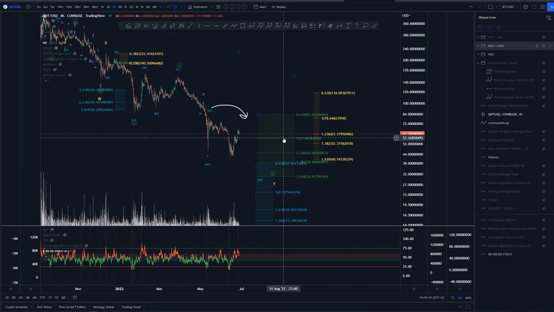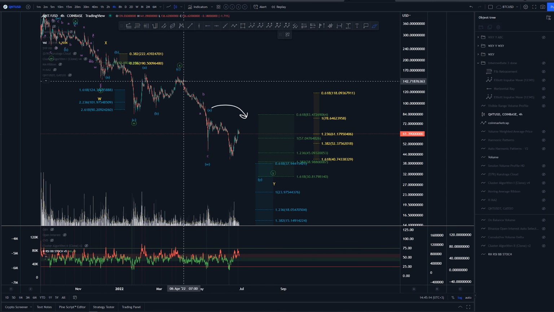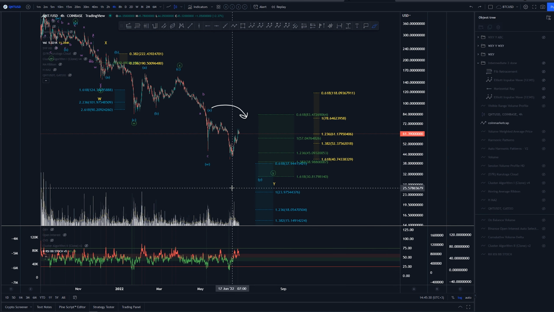Now, wave Y has already extended beyond the 1-to-1 extension of this W wave here, and it looks like it could be still extending further. Within this wave Y, I have this as an ABC into W again, then possible 3-wave X, and then again we could be looking for this kind of setup.